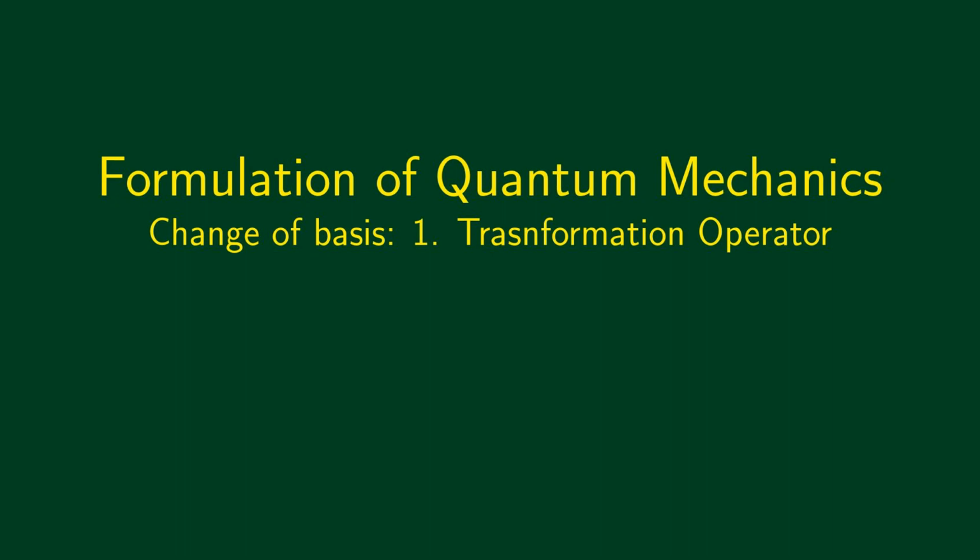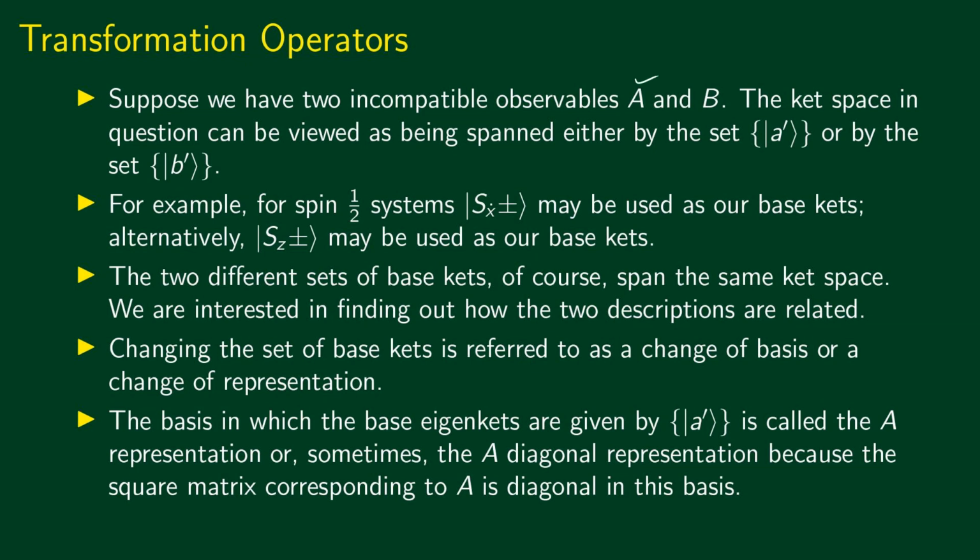discussing in this class. Suppose we have two incompatible observables A and B, then the ket space can be viewed as being spanned by either the set ket A prime or by the set ket B prime. Ket A prime is the set of eigenkets of observable A which forms a basis, and set ket B prime is a set of eigenkets of observable B which also forms a basis. So you can think of the ket space as being spanned either by this set or by this set. If we have two incompatible observables, then we have two separate sets of base vectors. The choice of basis is not unique.